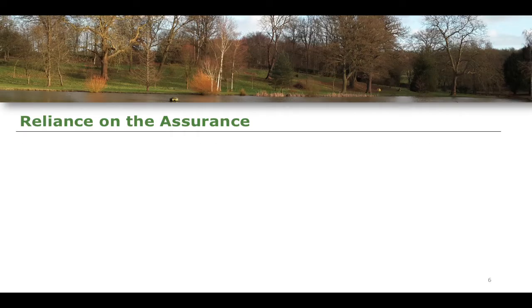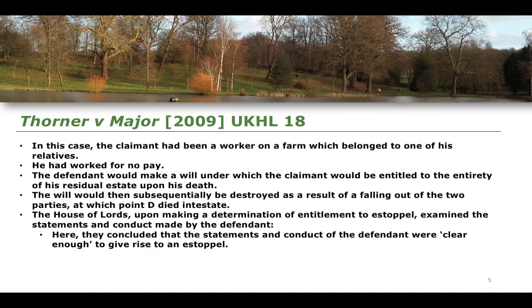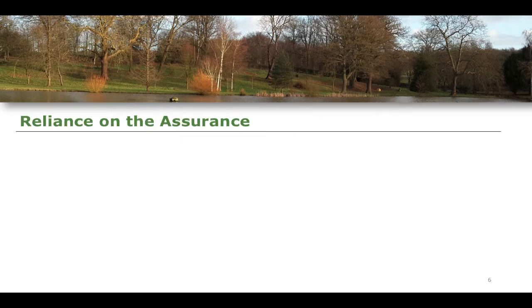So that's the part relating to the assurance. Of course, the whole case here illustrates various different elements of estoppel, but the point of this case is to illustrate the idea that there is an estoppel, there is an assurance at least, on the basis of the statements and the conduct of the defendant. We then have to think about reliance on the assurance.